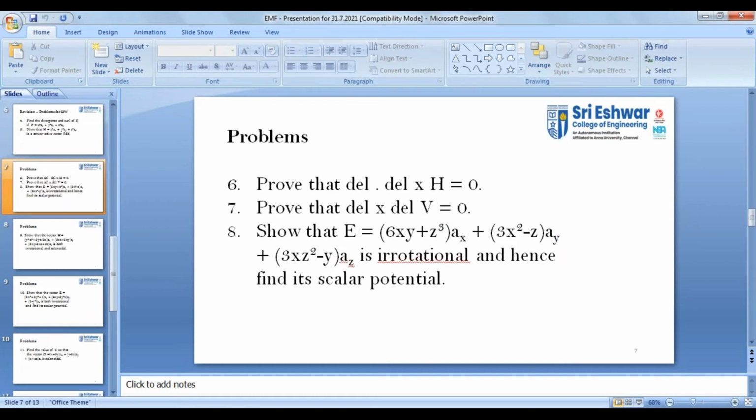The sixth question is prove that del dot del cross h is equal to 0. Seventh, the next identity is del cross del b equal to 0. Then problem number 8, some vector is given. We have to show this vector is irrotational, and we have to find also the value of scalar potential.